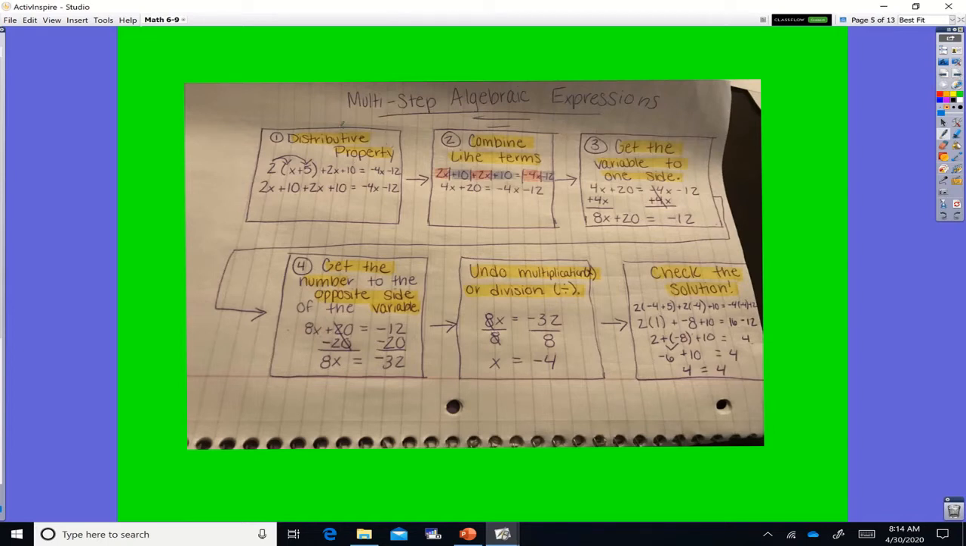So the last few days we've been talking about the distributive property and making sure we're doing that first. Then we combine our like terms. We've been talking about that also. Then we get the variable to one side. The problems that we have today are already going to have the variable on one side. Then we get our number on the opposite side of the variable. So see how my variable is on this side? I want to get it on the opposite side. Then we undo the multiplication or division. So like here, we're multiplying, so then we're going to divide. Check your solution. You simply put whatever that number is in for your variable of x.